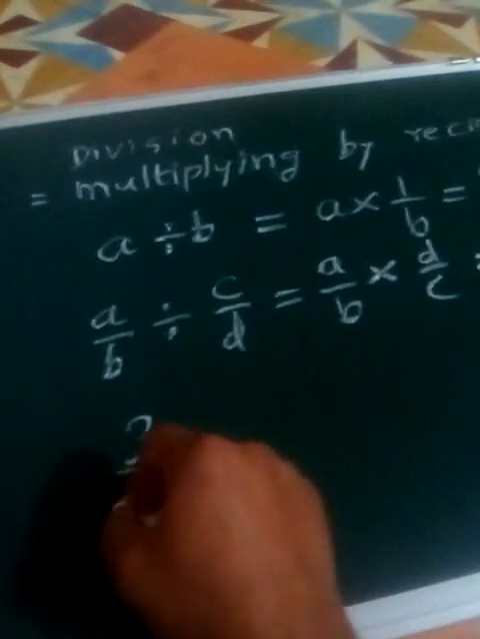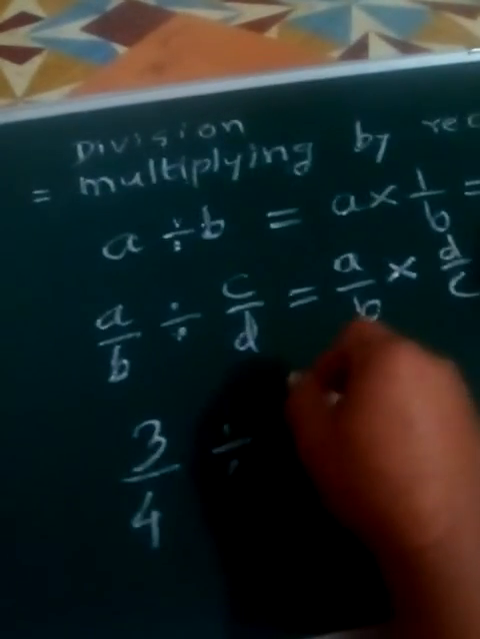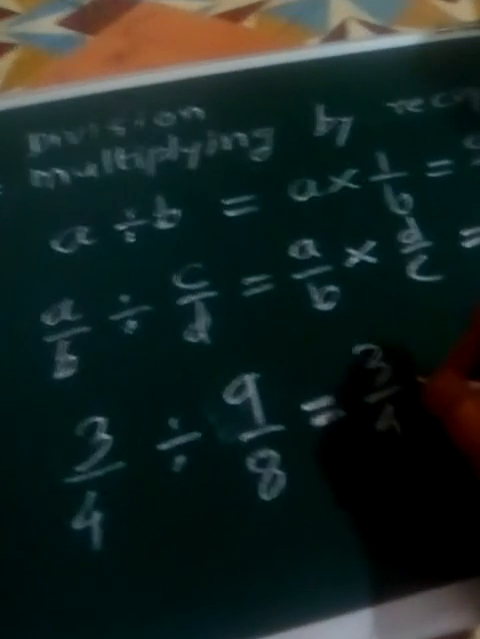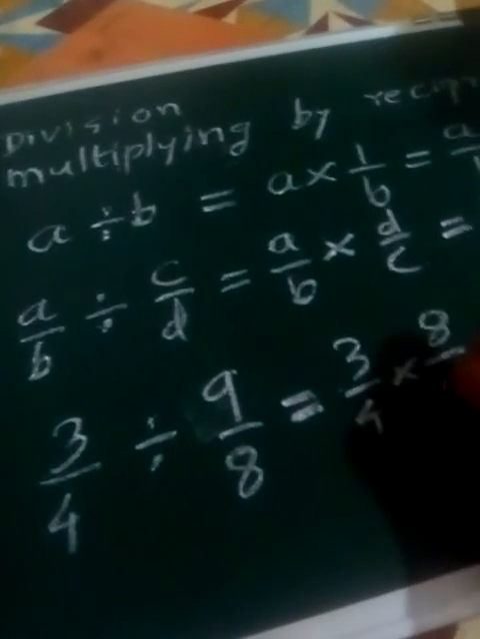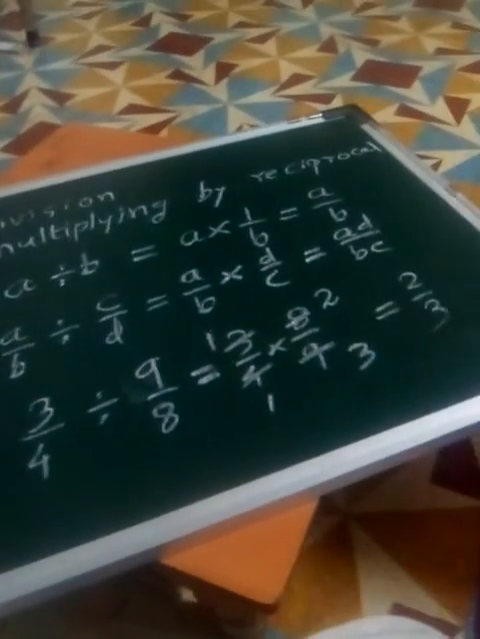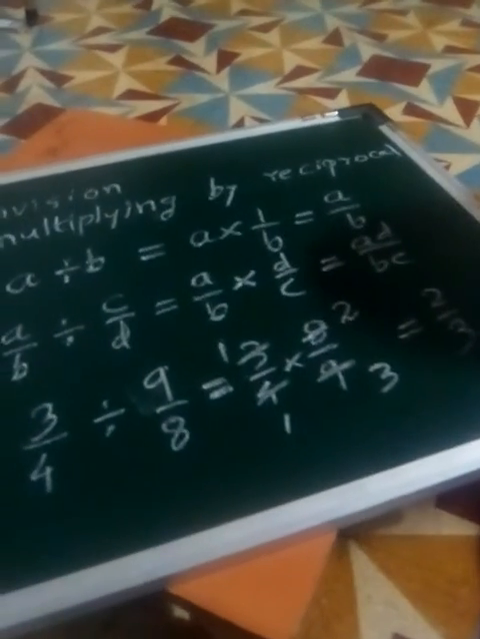So 3 by 4 divided by 9 by 8 is 3 by 4 multiplied by 8 by 9. Now we get 3 ones are 3, 3 threes are 9, 4 ones are 4, 4 twos are 8, and the answer is 2 by 3. So 3 by 4 divided by 9 by 8 is 2 by 3. Have you understood? Yes.